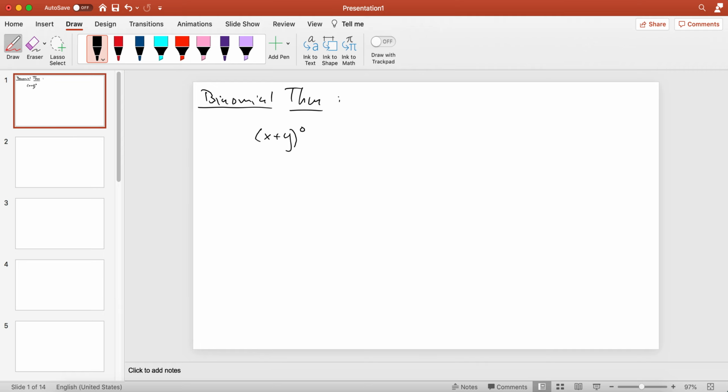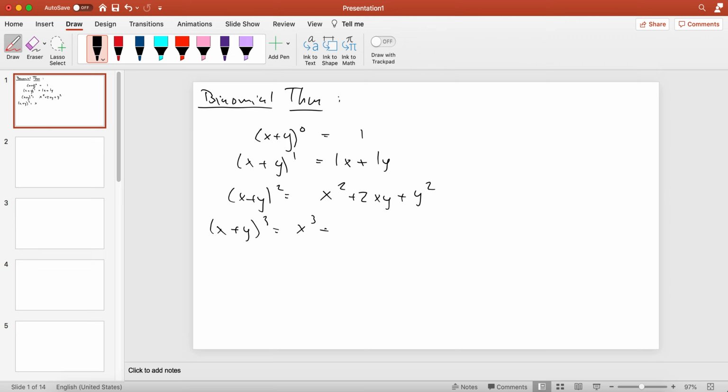(x + y)^0, that's just 1. (x + y)^1, that's just 1x plus 1y. There's a reason I'm writing all of this like this. (x + y)^2 is x^2 plus 2xy plus y^2. All right? (x + y)^3 is x^3 plus 3x^2 y plus 3xy^2 plus 3y^3. All right?